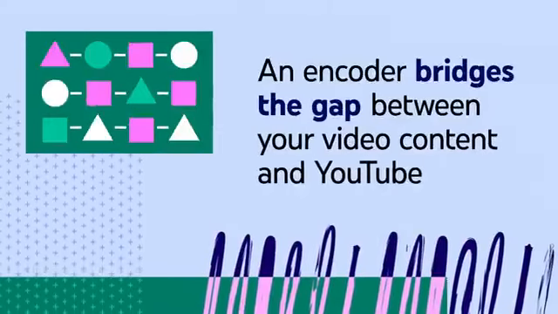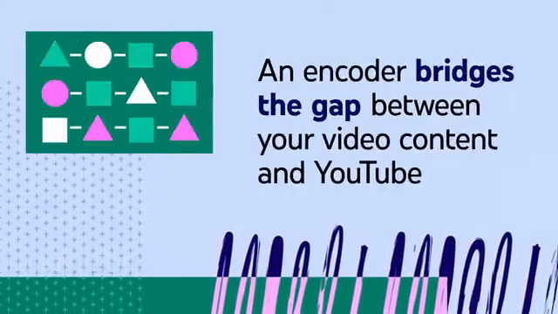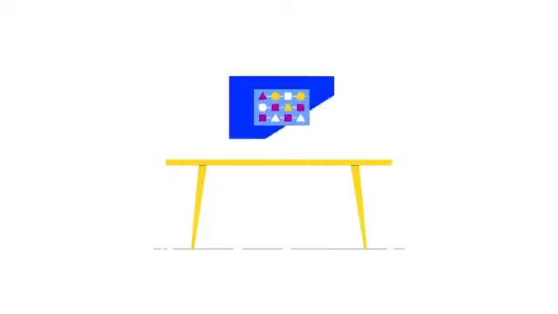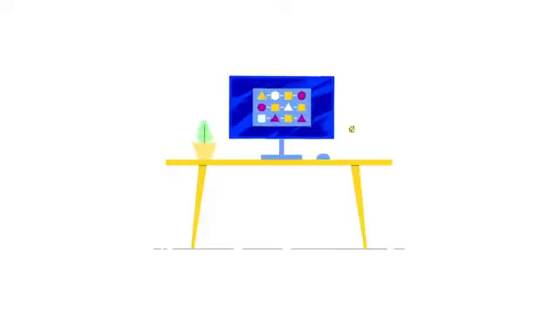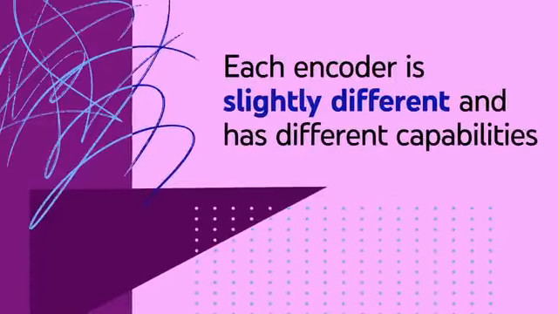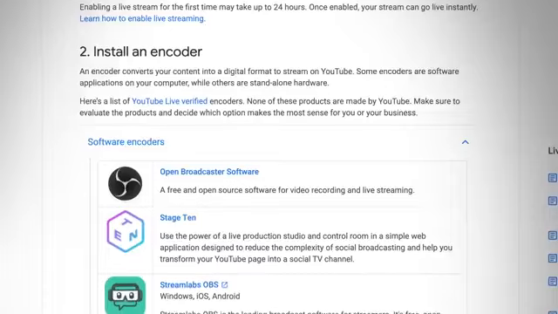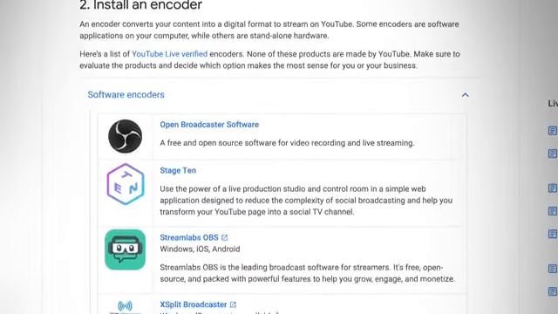An encoder bridges the gap between your video content and YouTube. Essentially, an encoder converts your video content into a compressed format that can be sent to YouTube for playback on your channel. Some encoders are software applications on your computer, while others are standalone hardware. Note that although some components are standard, each encoder is slightly different and has different capabilities. For a list of YouTube verified encoders, be sure to check out this Help Center article linked in the description below.